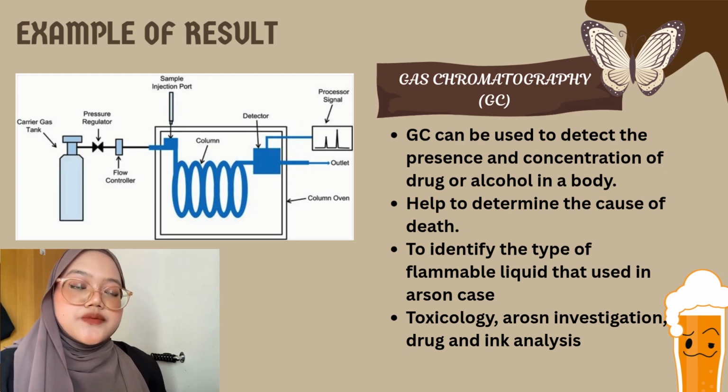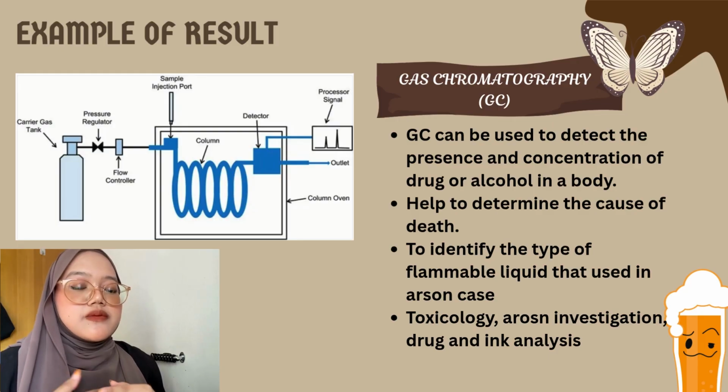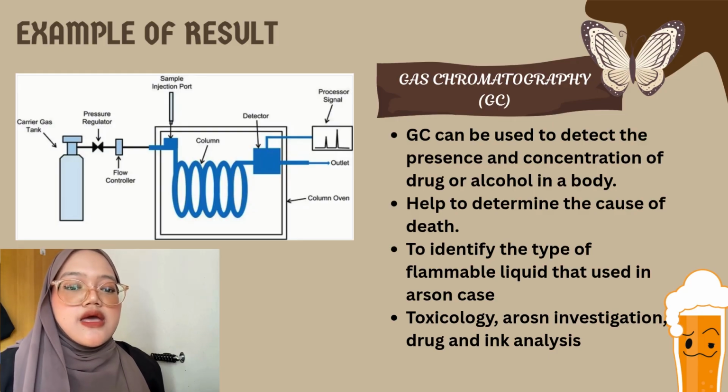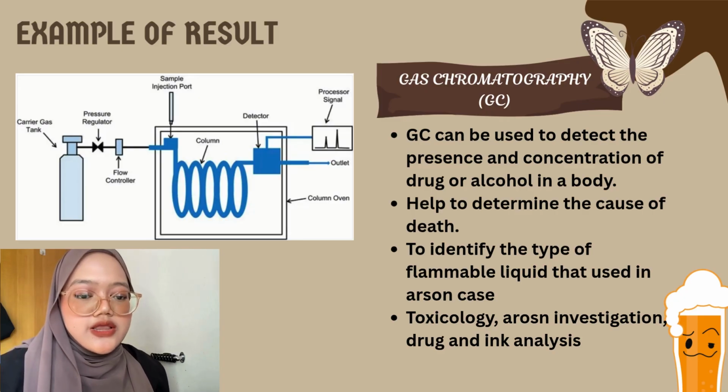As you can see from the diagram, GC is a powerful separation technique that works by separating compounds based on their volatility. A sample is injected, vaporized, and then carried by an inert carrier gas through a long thin column.